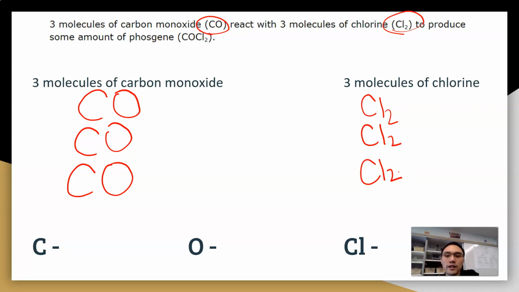Okay. If you look here with carbon monoxide, there are a total of 3 carbon atoms. So you're going to write 3 carbon atoms for C. If you count the O's, 1, 2, 3, there's a total of 3 oxygen atoms there. And for Cl2, guys, remember each one has a 2 subscript next to it, which means each chlorine is actually 2 chlorines. So 2, 4, 6, which means there's a total of 6 chlorine atoms. So we've got 3, 3, and 6 total.